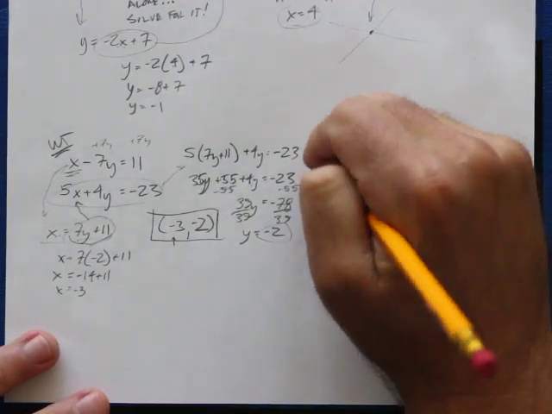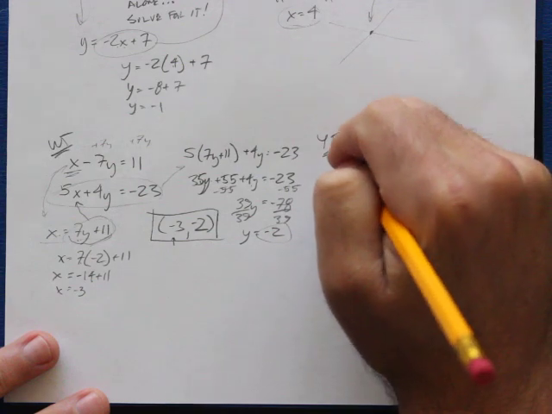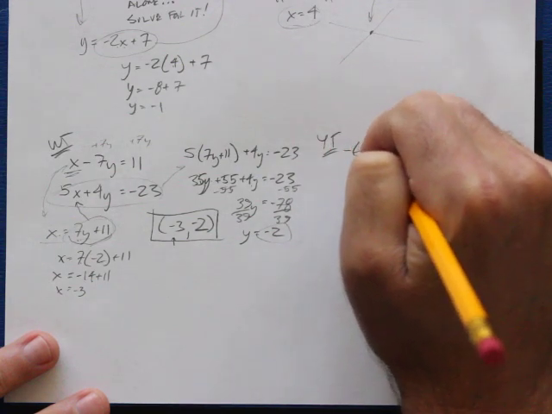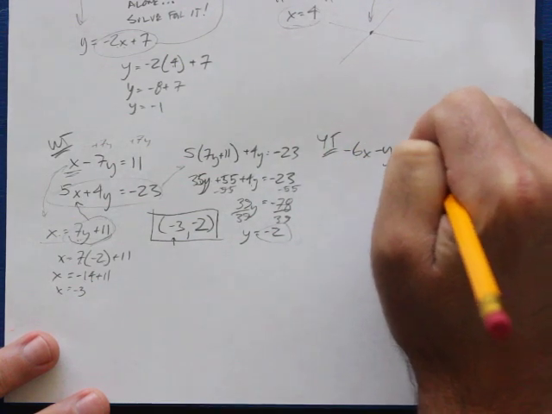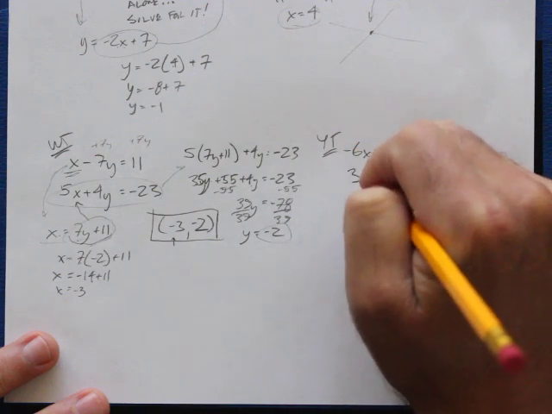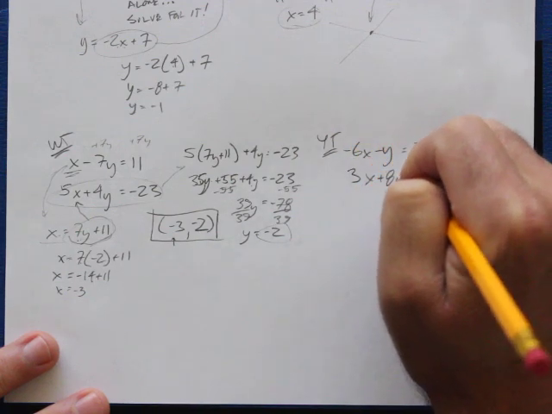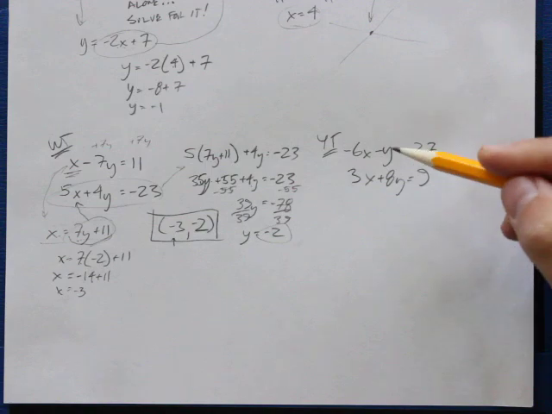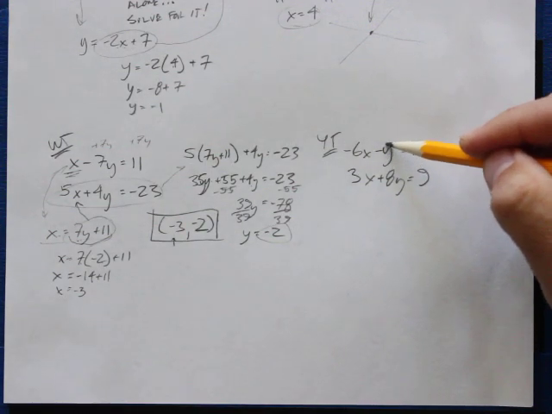All right, last one. This one is a you try. Do this one by yourself. Negative 6x minus y equals 27. 3x plus 8y equals 9. Now before you do this, notice how I've got a negative y.